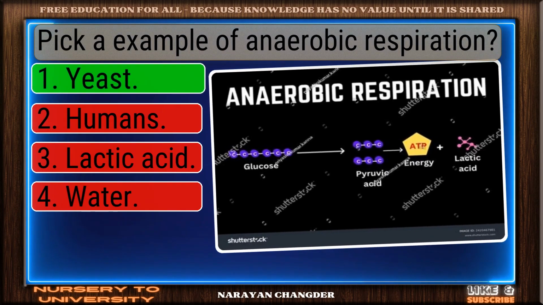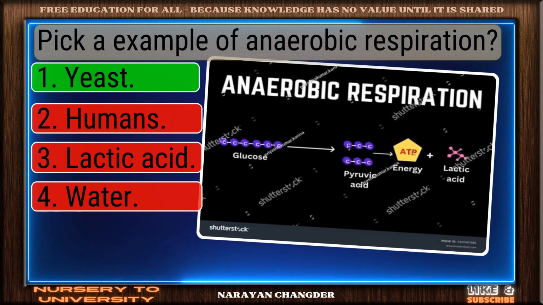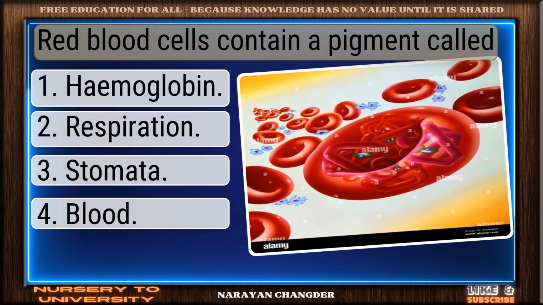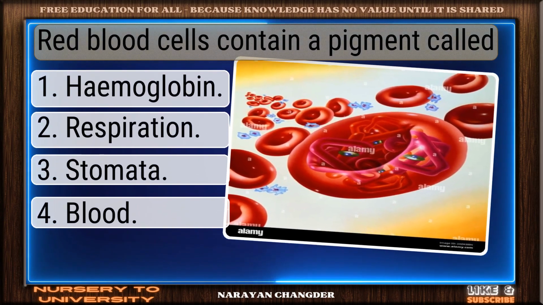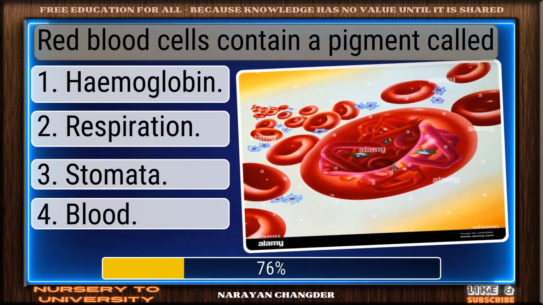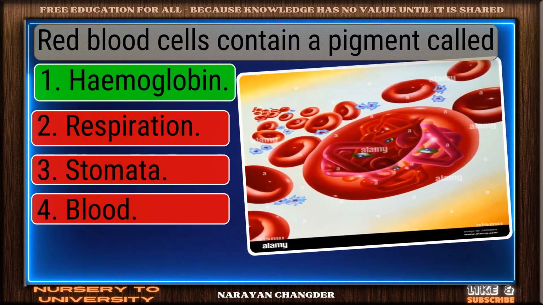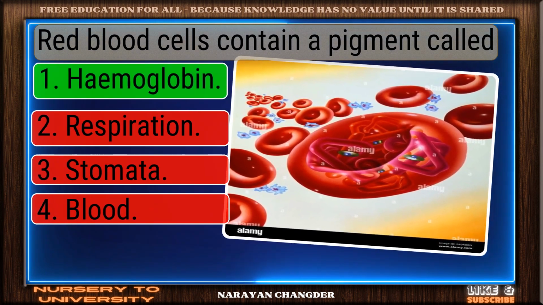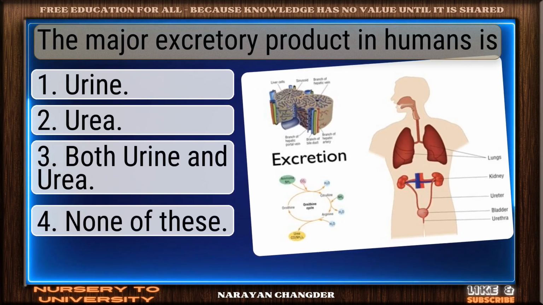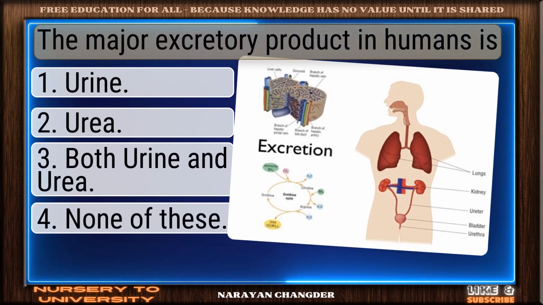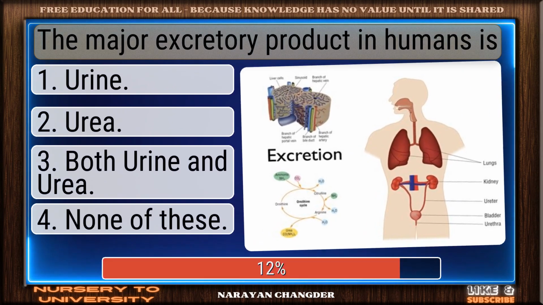Well picked. Yeast is the correct answer. Question number 125. Red blood cells contain a pigment called? Smart pick. Hemoglobin is the correct choice. Question number 126. The major excretory product in humans is?